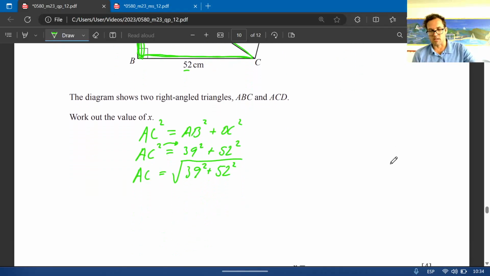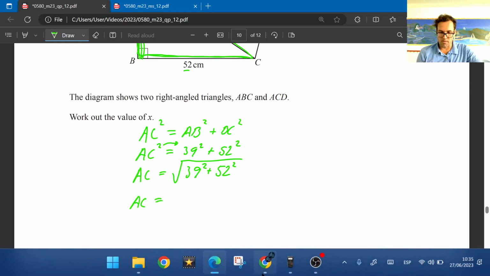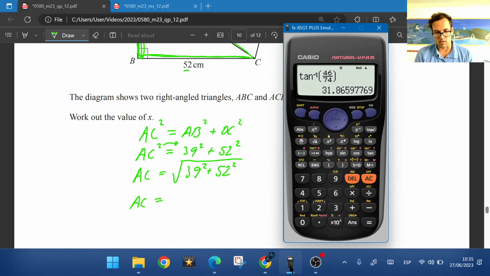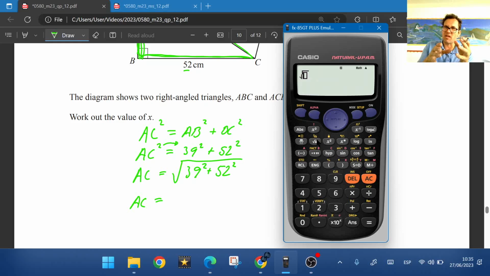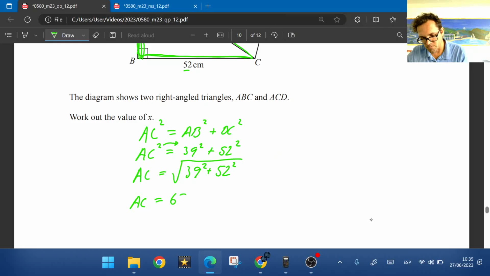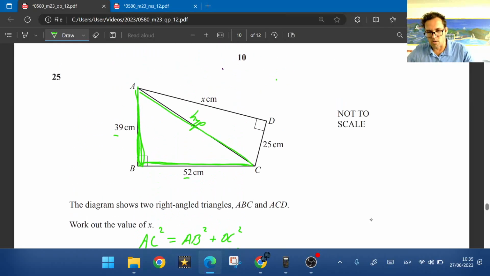I like to do it like this because now we can put all of it into our calculator at once. Because if you work out something, write it down, and use it again, you make mistakes. Put it all in at once. 39 squared plus 52 squared. Square root. Make sure that line extends over everything. 65 we got. So now we know the hypotenuse here is 65. Okay.